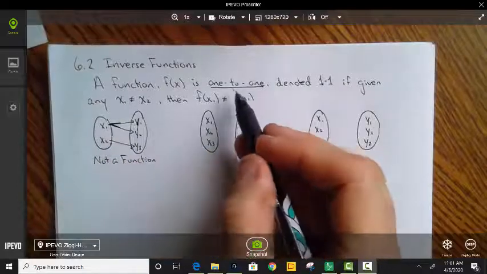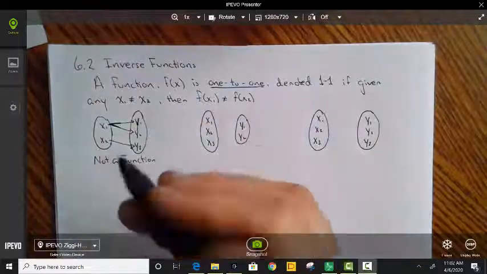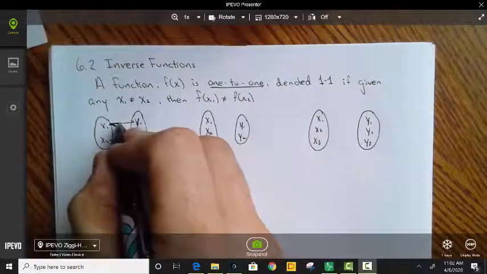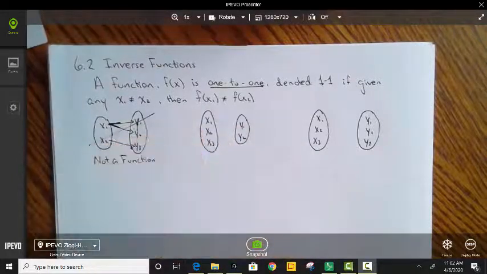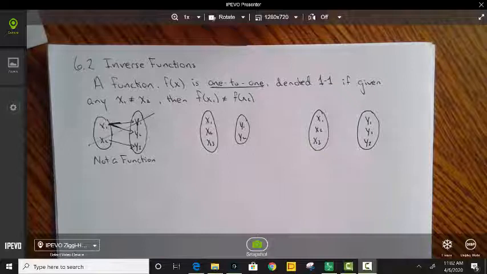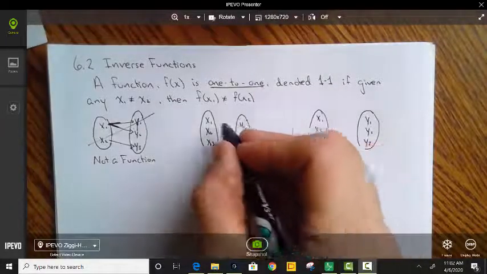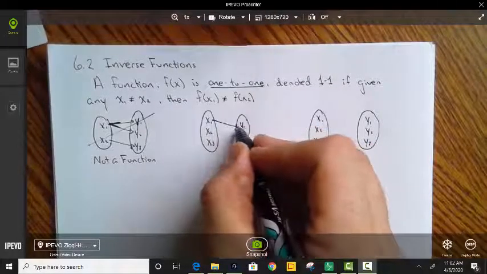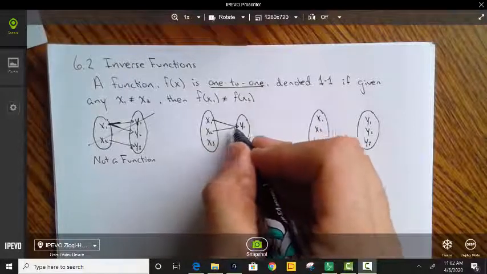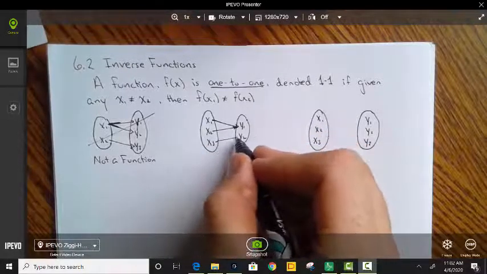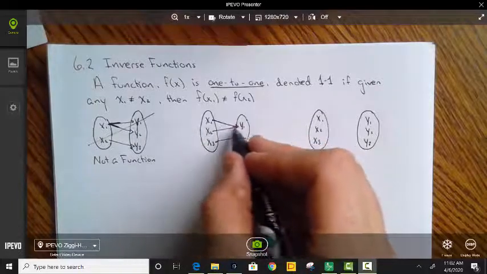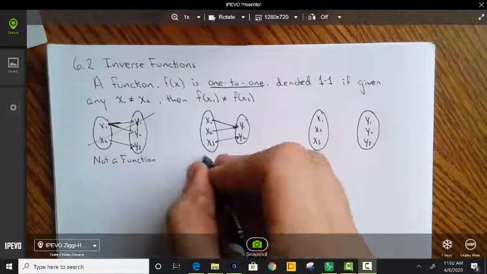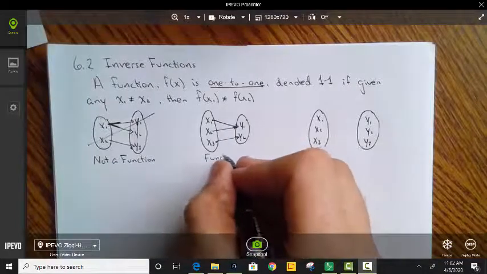So it can't be a one-to-one function if it's not a function to begin with. Remember, the definition of a function is for every x value, there's at most one y value. So this does not meet the definition of being a function. Now, if we look at this next one, let's say x1 gets sent to y1, x2 gets sent to y1 also, and x3 gets sent to y1. Every single input value is being sent to at most one output value. So this is a function.